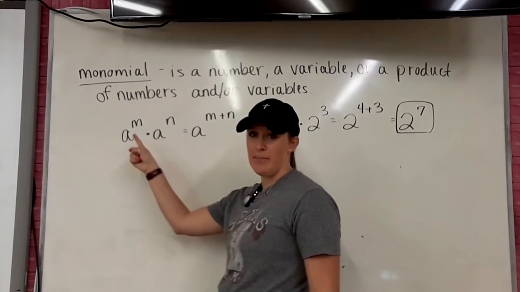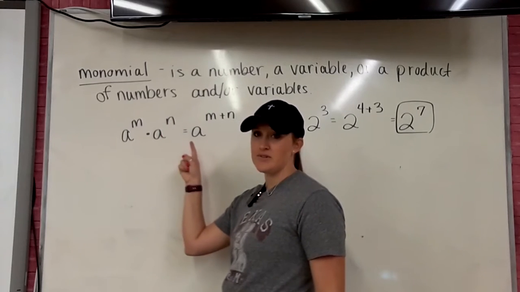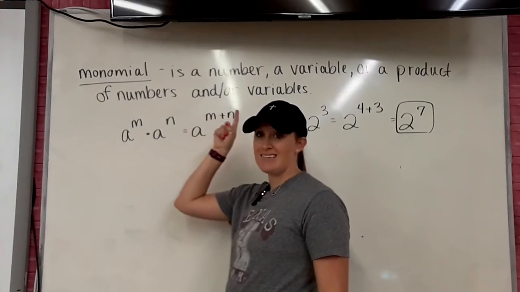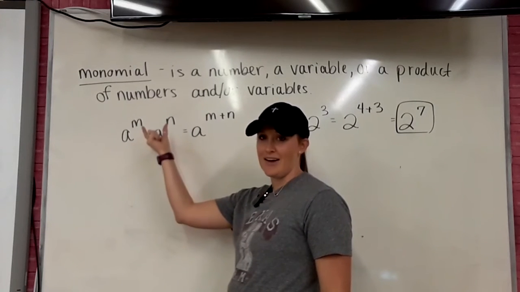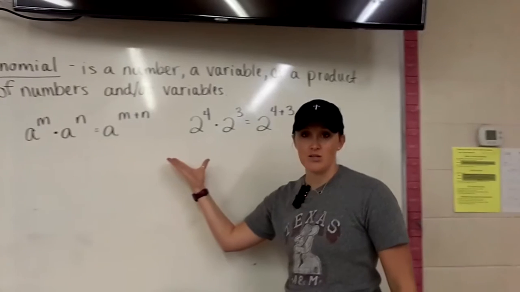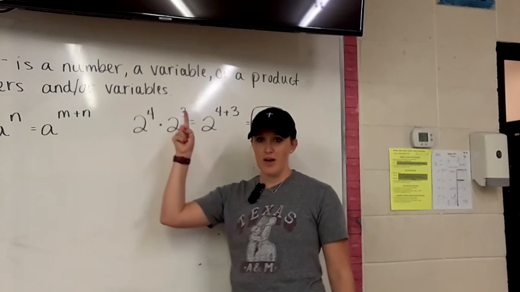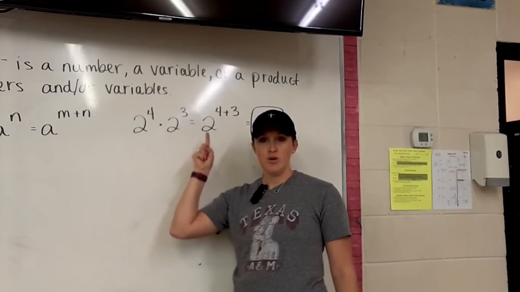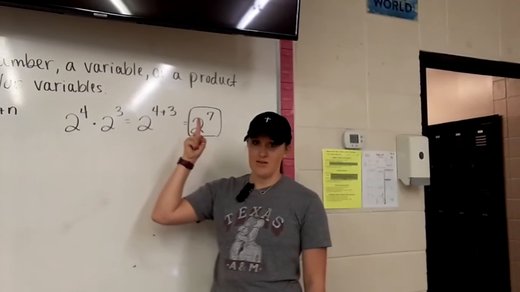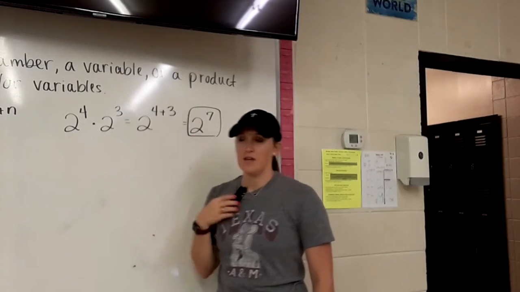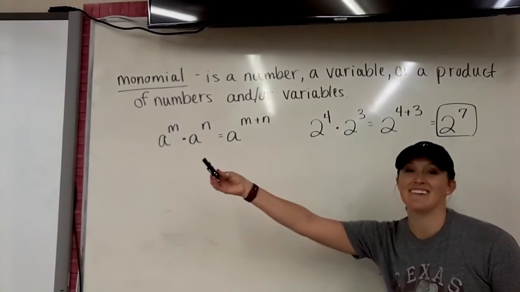A to the m power times a to the n power equals a to the m plus n power. So if we have the same base, we can add our exponents. Then I did an example with actual numbers. 2 to the 4th power times 2 to the 3rd power would mean you do 2 to the 4 plus 3 power, which equals 2 to the 7th power. Pause the video so y'all can write that down.